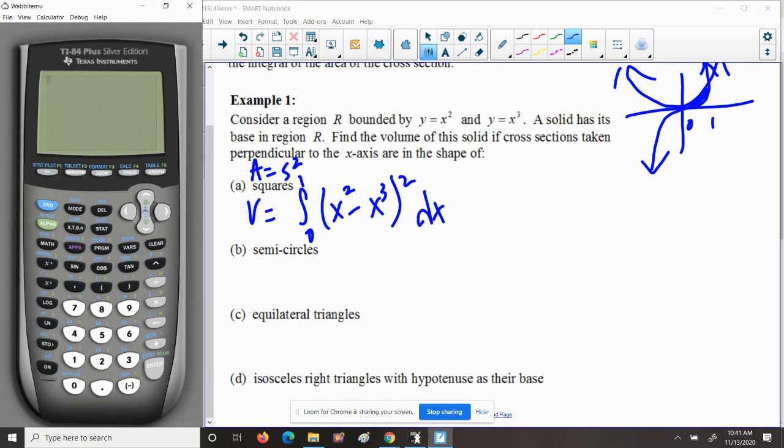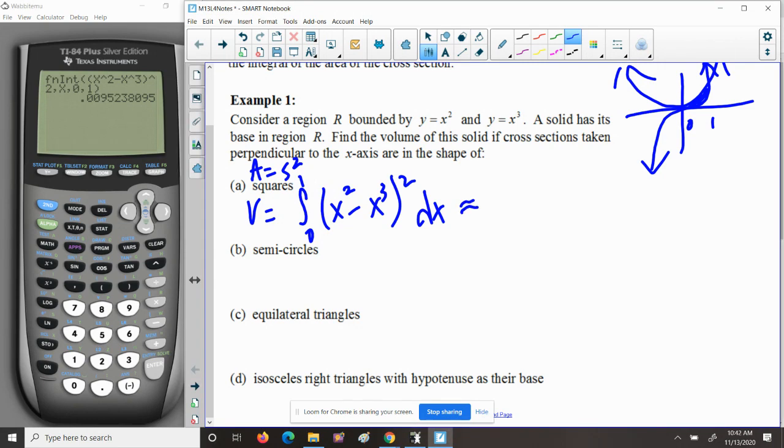If we go and take our integral, we have the integral from 0 to 1 of (x squared minus x cubed) all squared, dx. And our volume is very small, 0.0095, which would round to 0.010. Sorry, I misspoke earlier. Might help if I could round correctly.